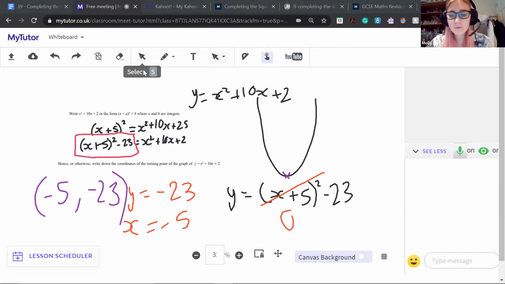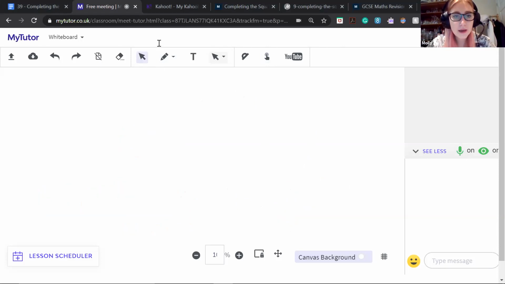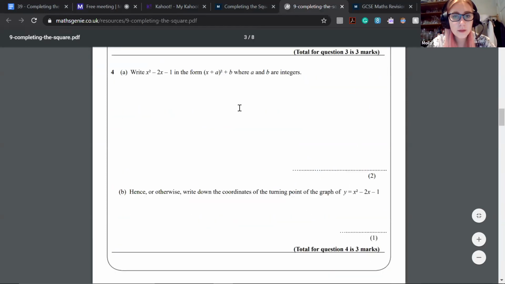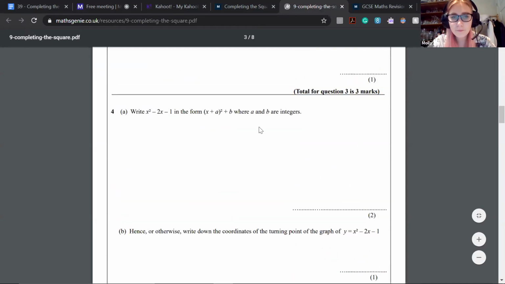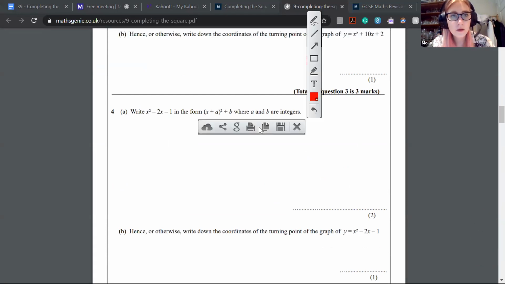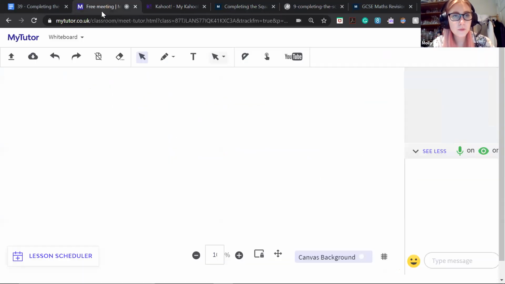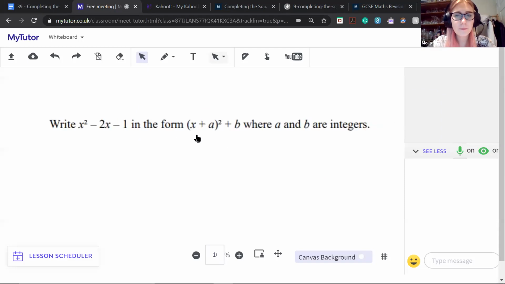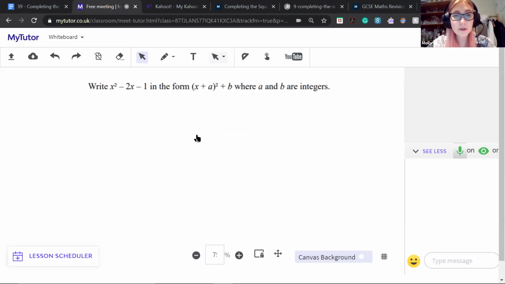So let's look at one more, shall we? Let's do this one. Wrong tabs. I'll give you about a minute or so. See if you can tell me the completed the square form and therefore what the turning point is. If you're not sure how to actually get there, just tell me how you would start. Tell me as many steps as you can do.